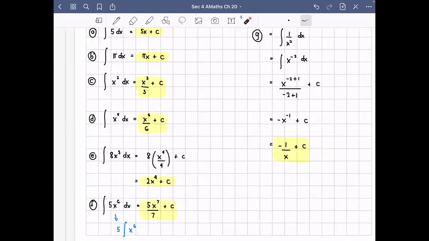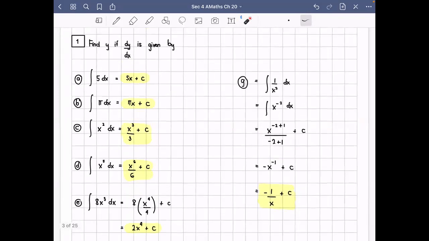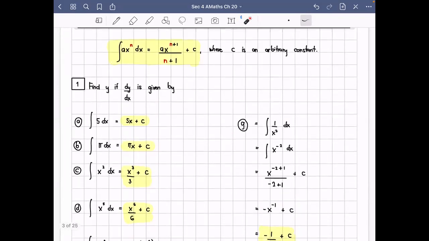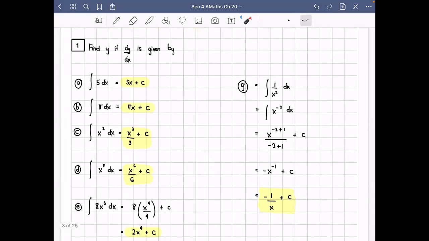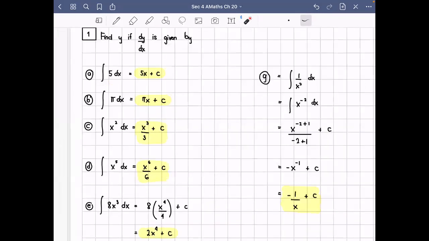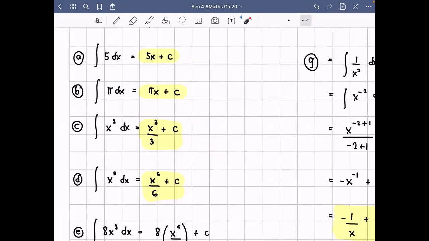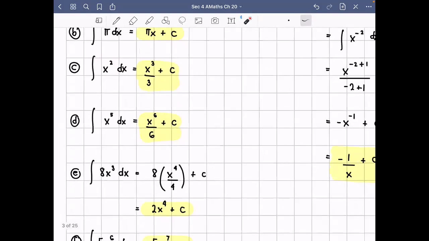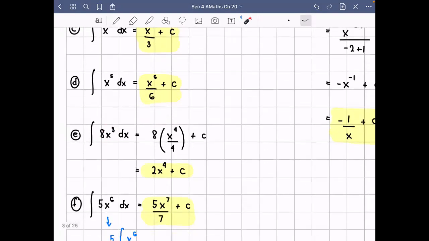Do you have any question, class? Sec 4? No question? Okay, so everything is clear. So that's how the antiderivative, or integration, is done for a term wherein we have a coefficient, a variable, and an index.